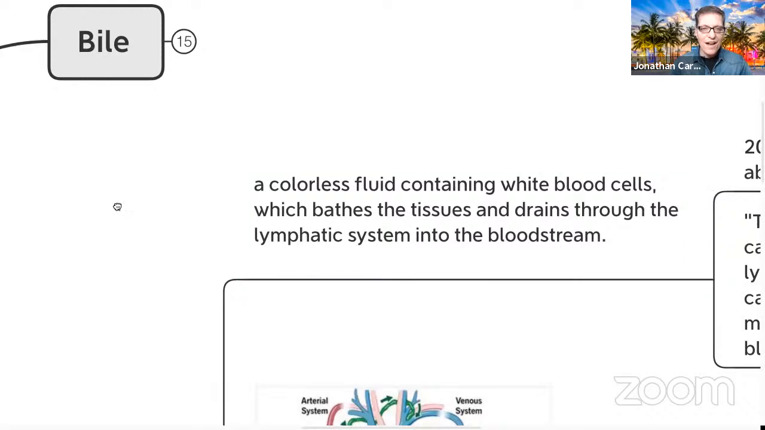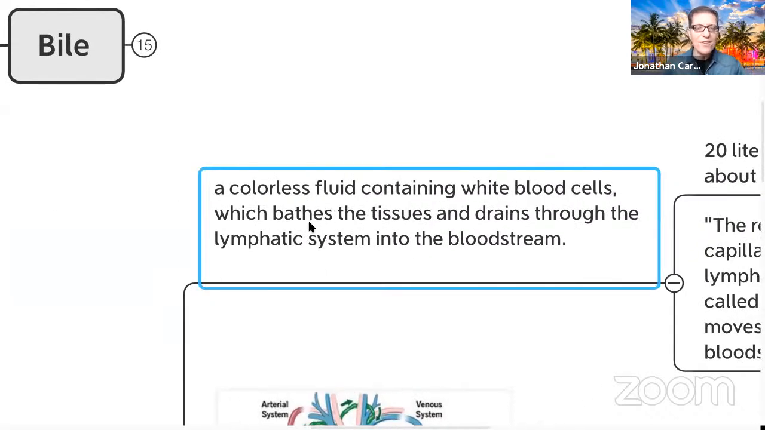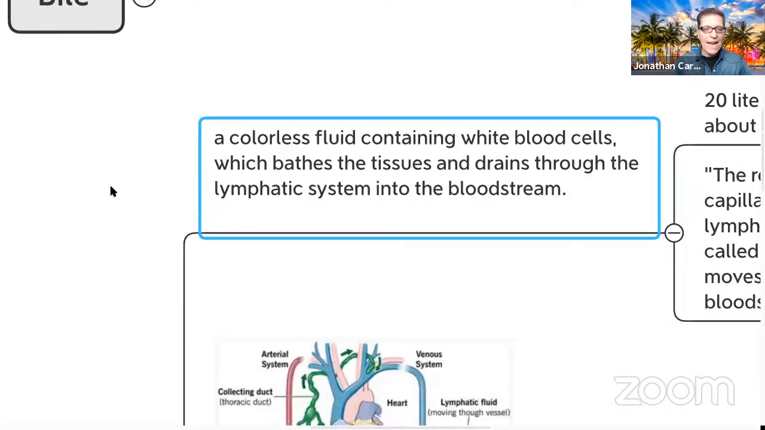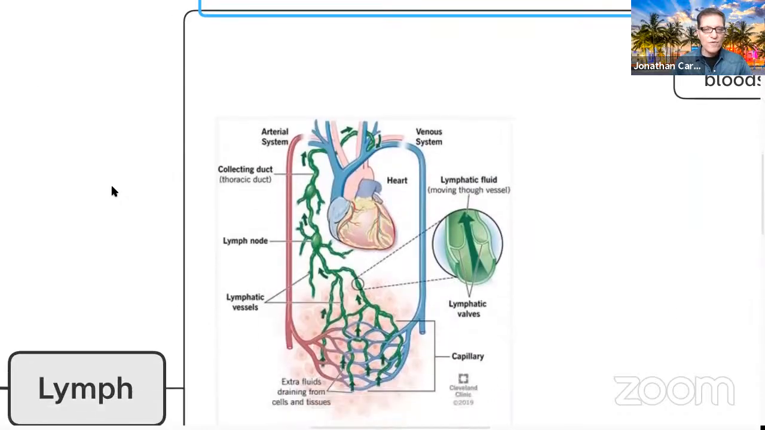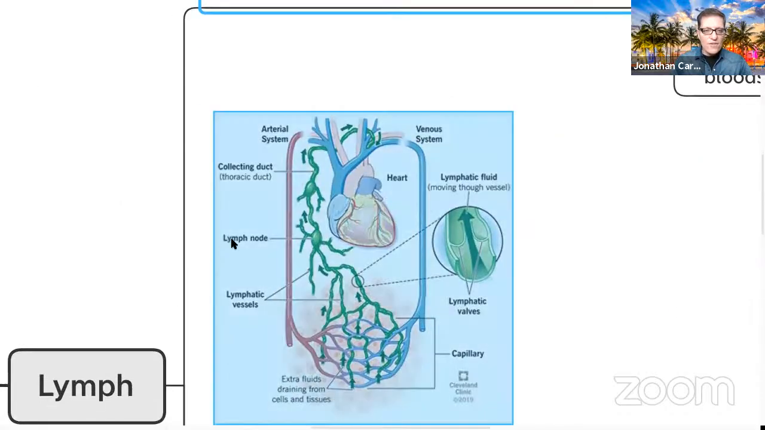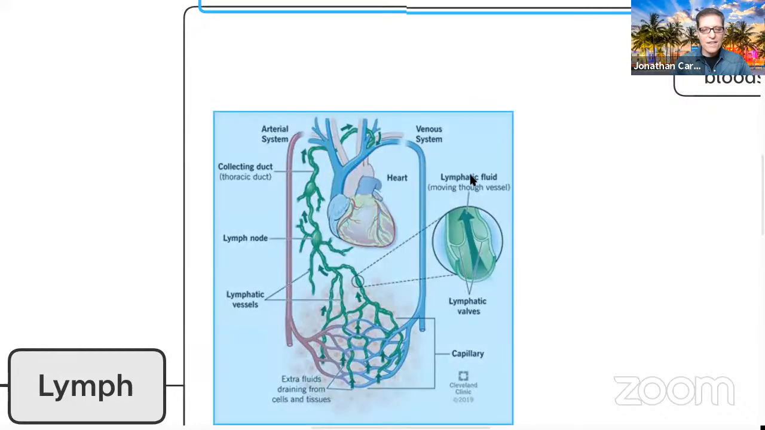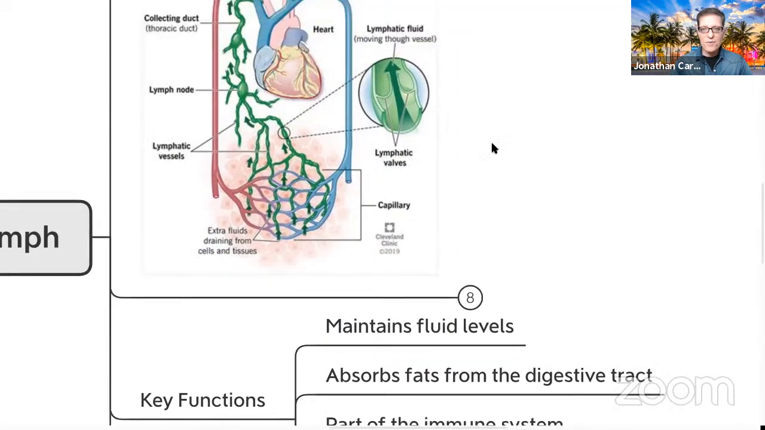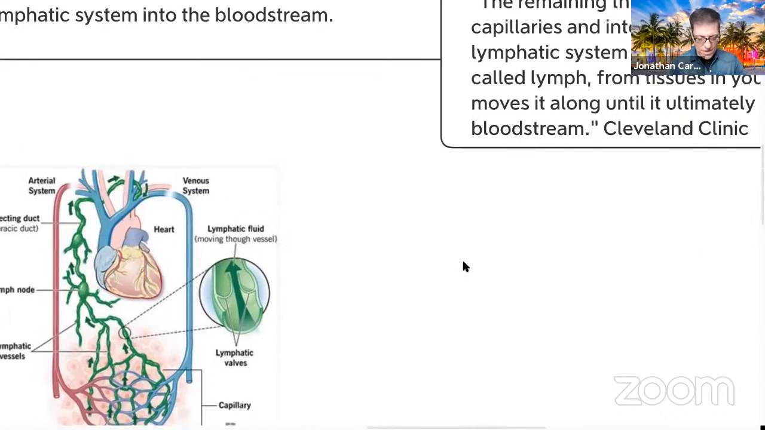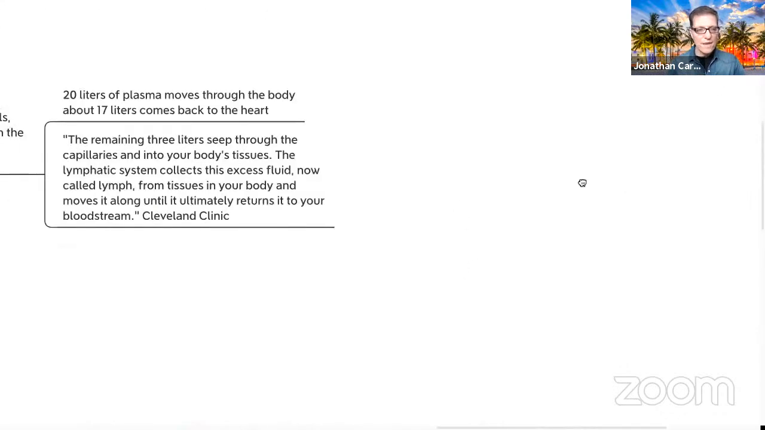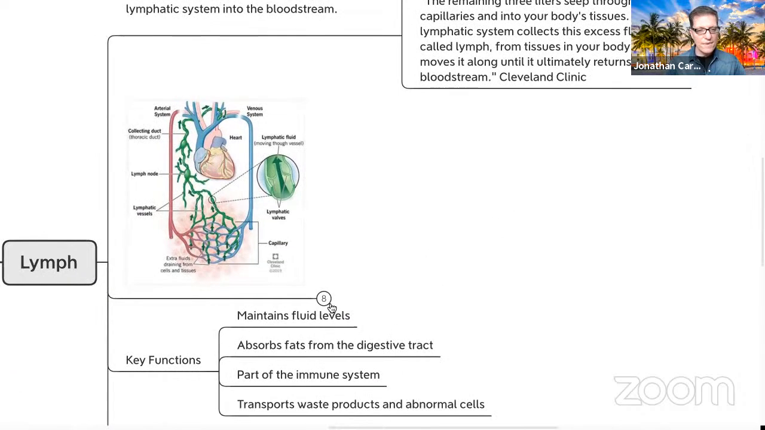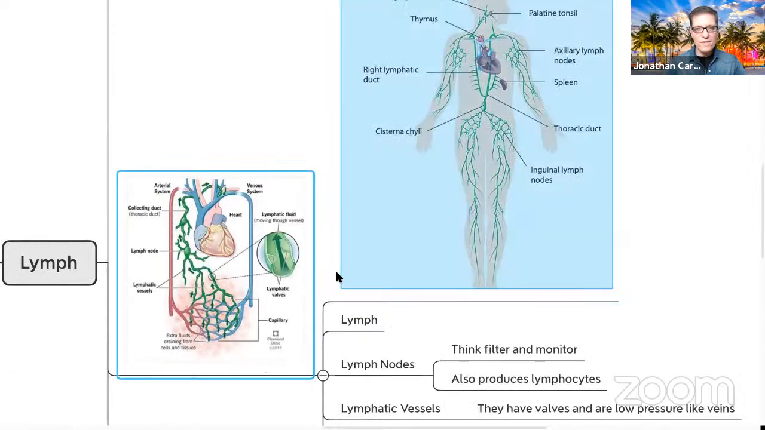Dictionary definition: a colorless fluid containing white blood cells which bathes the tissues and drains through the lymphatic system into the bloodstream. Let's take a look at what it looks like. Let's look at the other diagram first, it's actually a little bit better than this one. Let's see where I put that. Oh, here it is.